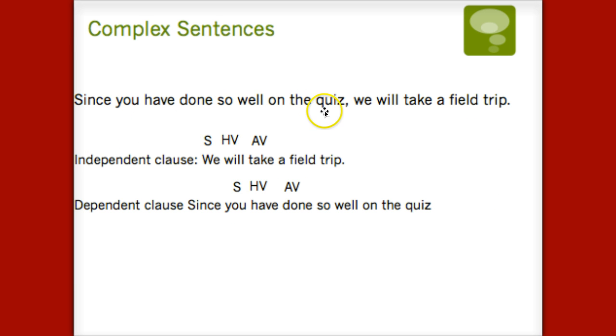Since you have done so well on the quiz, that's a dependent clause that cannot stand up by itself. I cannot walk up to you in the hall and say, "Since you've done so well on the quiz," and walk away and have you think that I am okay. "We will take a field trip." I definitely could come up and say that to you and it would make sense. So it is definitely an independent clause.